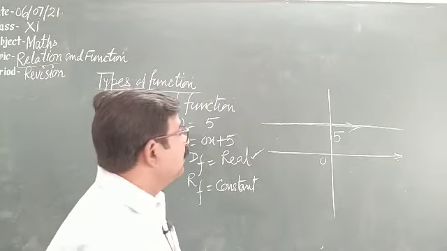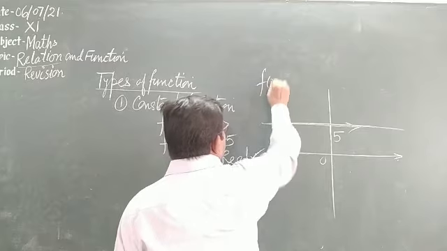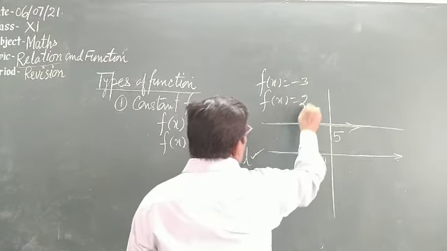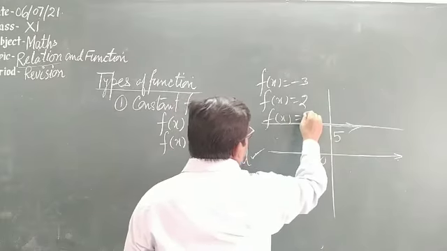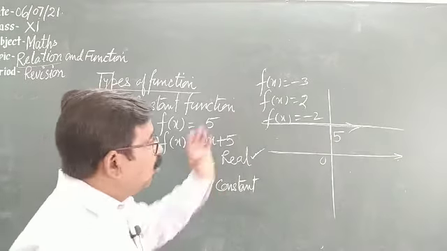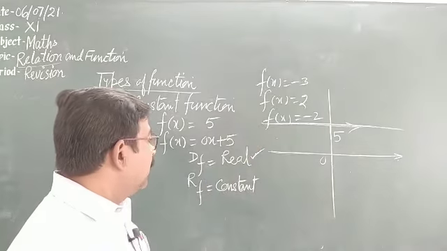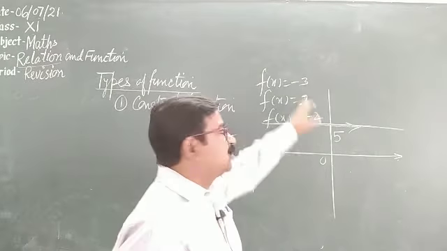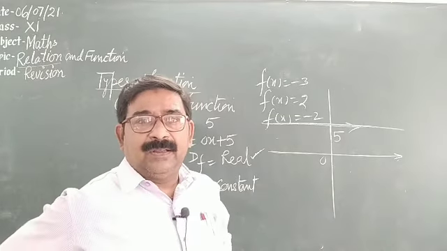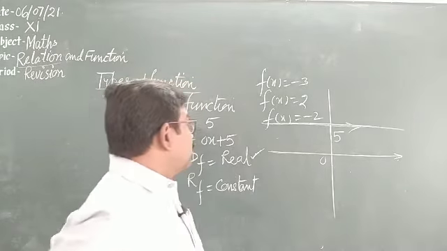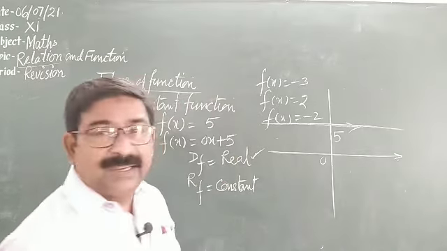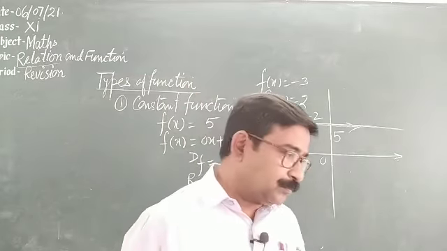It may be the function f(x) = -3, f(x) = 2, f(x) = -2, whatever is the constant. Domain is always real, but range is this constant number. So just mind it, whenever we have a constant function, the domain is always real, but the range is the constant one.